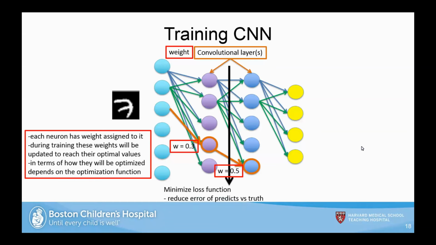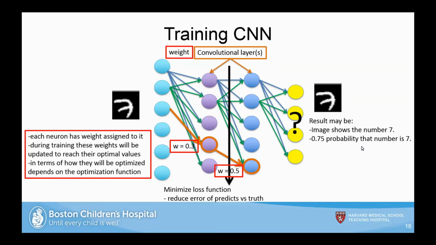They also want to minimize that loss function, which is basically just to reduce the error between what the algorithm predicts versus what the truth is, which is what the actual result should be to get your final output. So, as I mentioned, the output might be that the image shows the number 7, or there's a 75% chance this image is of number 7.